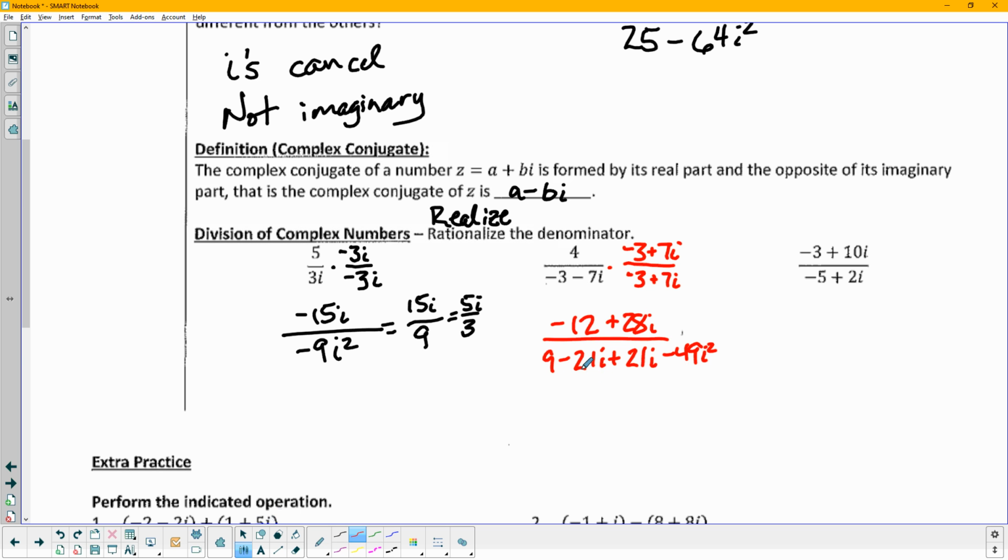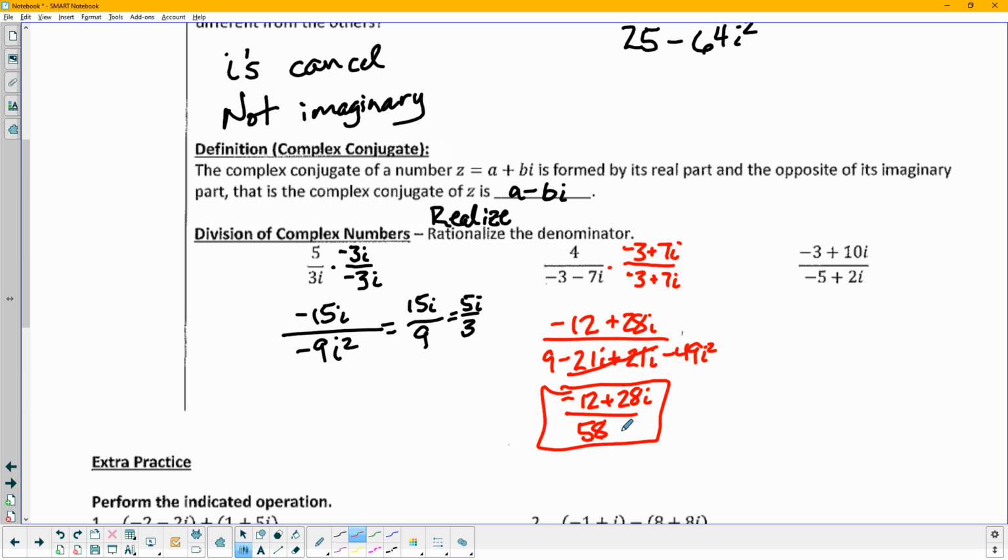To simplify all this, the reason we chose to multiply by this is to actually get rid of all this. So that stuff will all cancel out. And then remember, i squared is -1, so this is positive 49 plus 9 is 58. So my new denominator is 58. And my numerator is that -12 plus 28i. Okay? That's what I come up with as an answer.